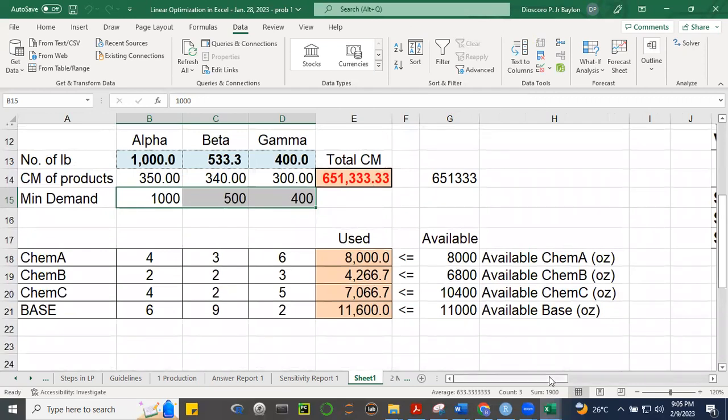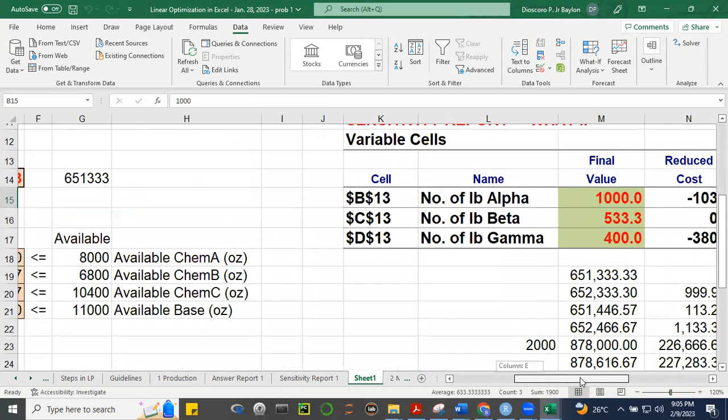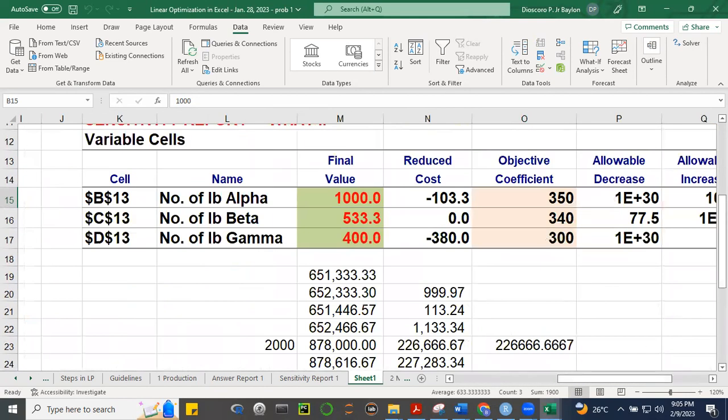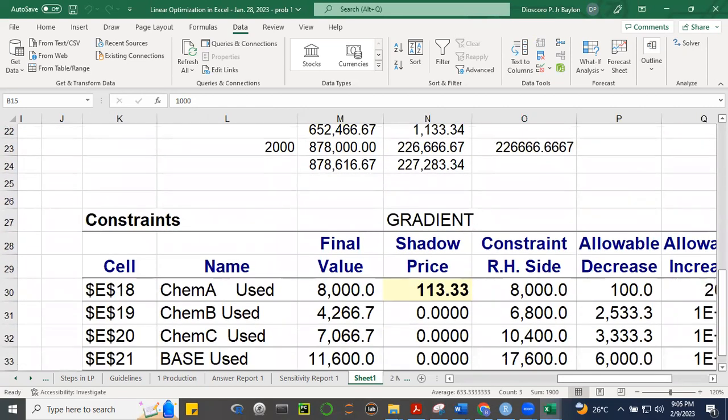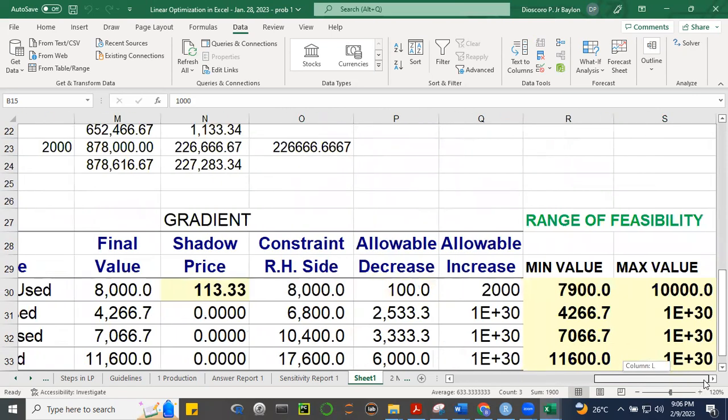Ayun. Kaya ang tawag sa kanya din range of feasibility. So ang mga possibilities yan, mababago yung shadow price niya. Okay? That's the first one. The second one is that your feasibility will no longer exist. Hindi na tayo makahanap ng solution.